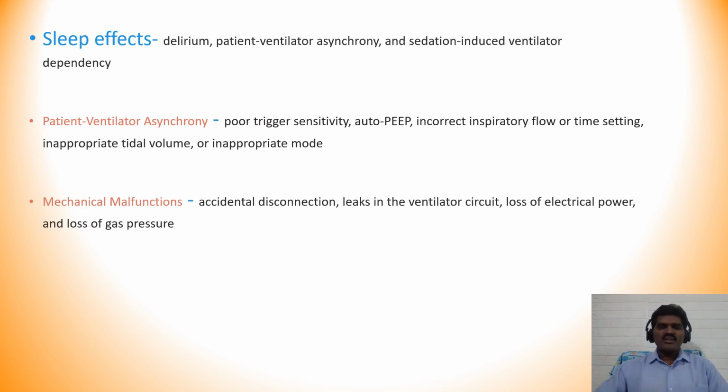Mechanical malfunctions during ventilation include accidental disconnection, leaks in the ventilator circuit, loss of electrical power, and loss of gas pressure. To avoid these complications, patients should be very closely monitored, and there should be regular maintenance of the equipment, and a power supply 24 hours should be ensured when patients are on ventilation, especially in the ICUs.